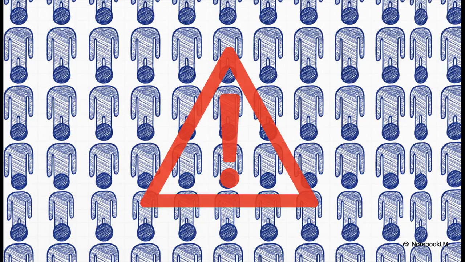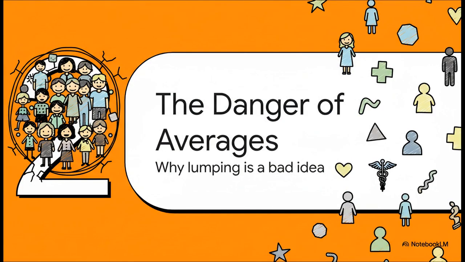Well, the problem is that simple little formula is built on one giant, fundamentally flawed assumption, that every single person in that group is exactly the same. And that, my friends, is where all the trouble begins. And this brings us right to our first huge hurdle, the danger of averages.